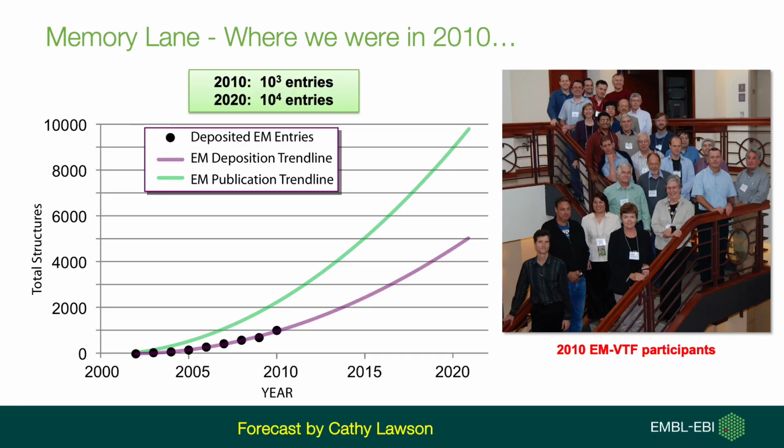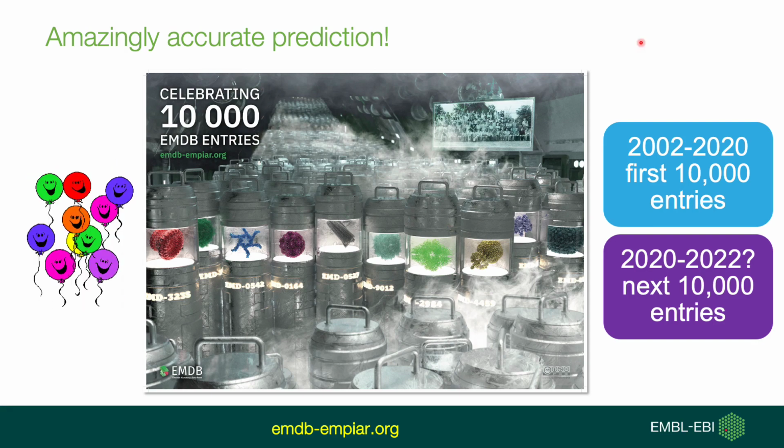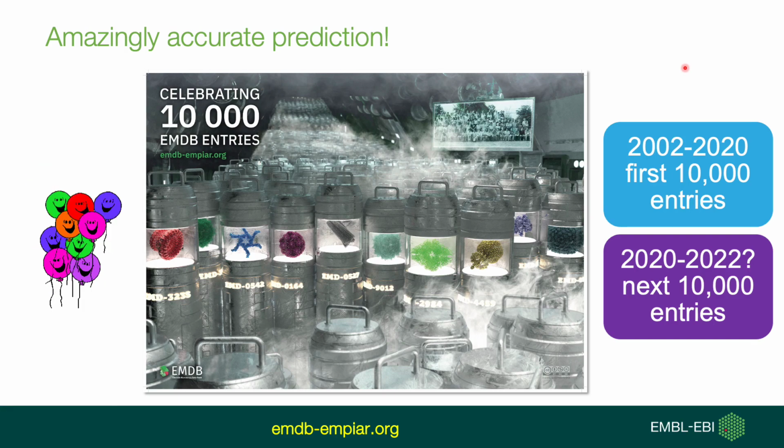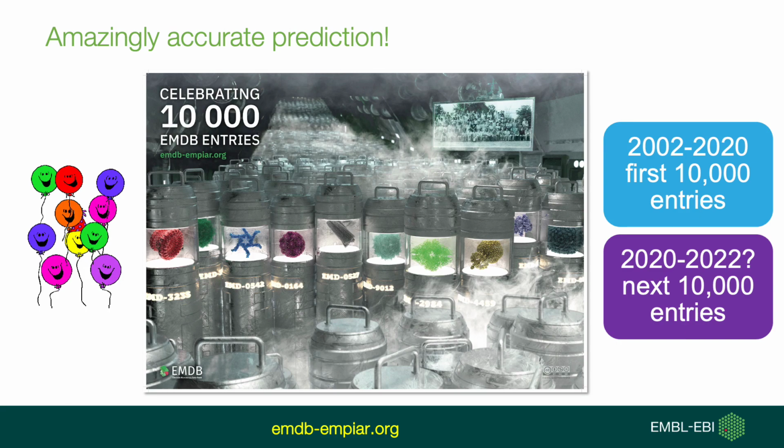Now, in 2010, Kathy Lawson, who will talk later, made a prediction based on extrapolation of how many entries there might be in EMDB in 2020 based on what we had in 2010. And she came up with the answer of about 10,000. At the time this seemed ludicrous, but of course this was exactly borne out 10 years later, when last year we celebrated the first 10,000 entries in EMDB, and we're expecting that the next 10,000 entries will already be reached next year in 2022.